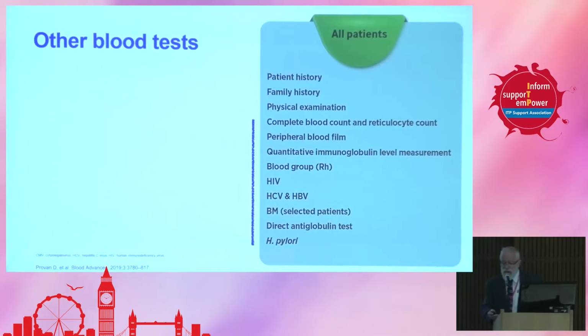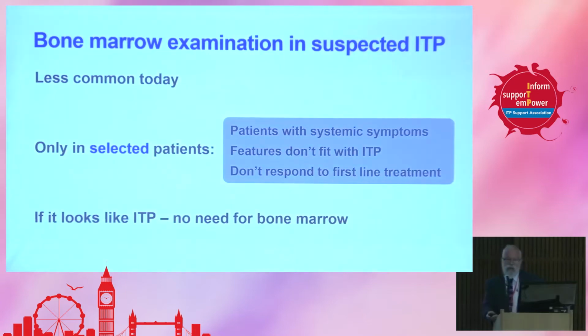And then we do these very basic blood tests, which, as I say, have not changed greatly. We do the blood film, we check your antibody levels, we check your blood group, we check HIV status, hepatitis C, hepatitis B. Occasionally we do a bone marrow, and I'll talk about that in a second. We always do the antiglobulin test. Some countries occasionally do Helicobacter pylori. So that's it. That hasn't changed much for a long time.